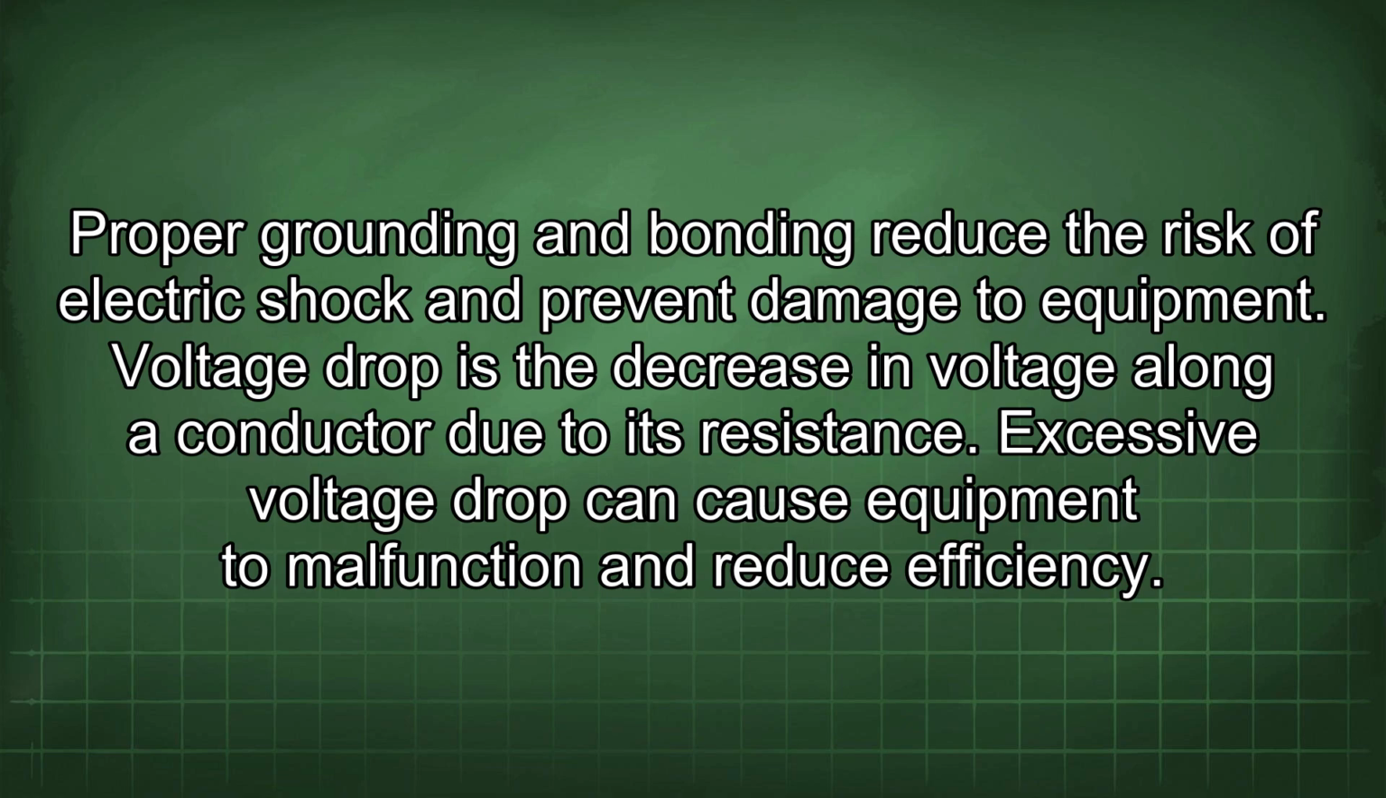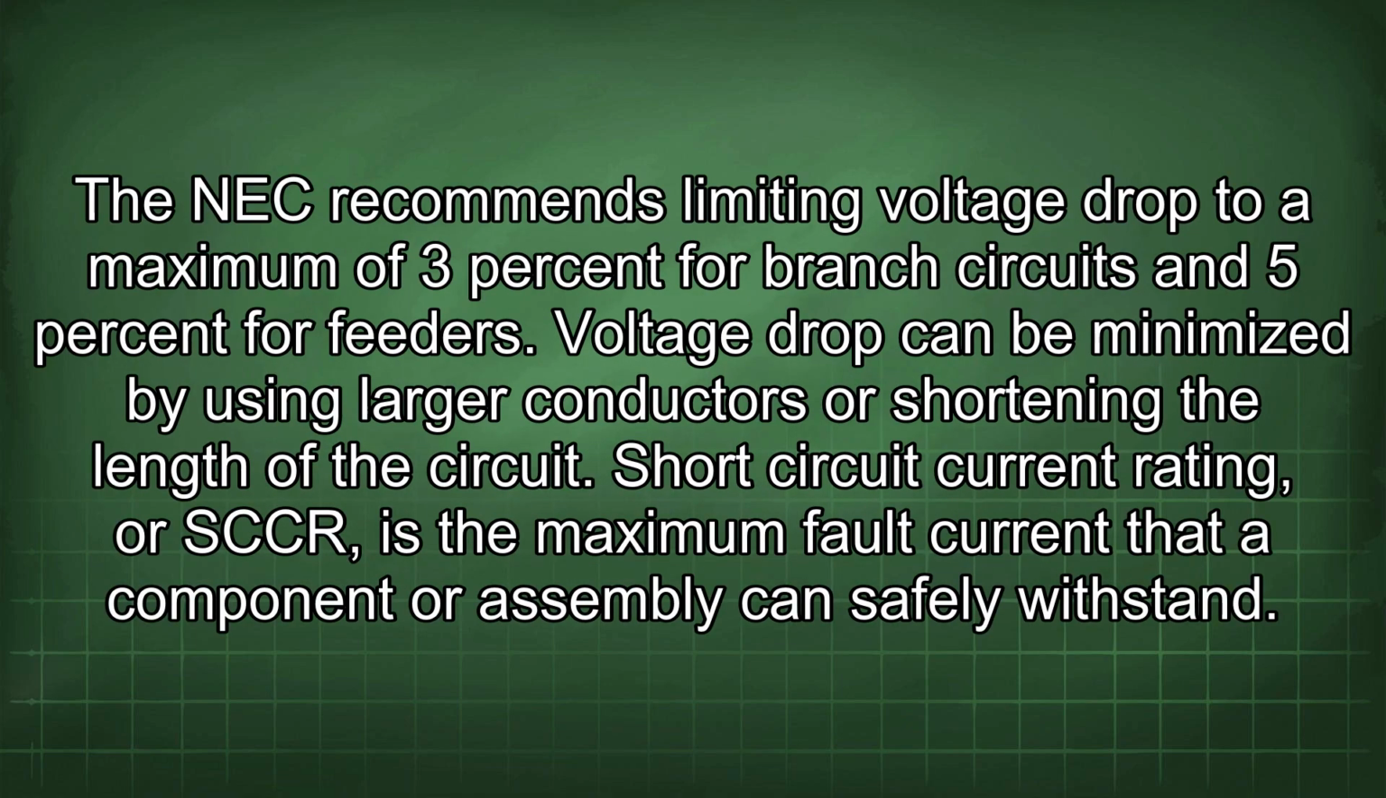Voltage drop is the decrease in voltage along the conductor due to its resistance. Excessive voltage drop can cause equipment to malfunction and reduce efficiency. The NEC recommends limiting voltage drop to a maximum of 3% for branch circuits and 5% for feeders. Voltage drop can be minimized by using larger conductors or shortening the length of the circuit.